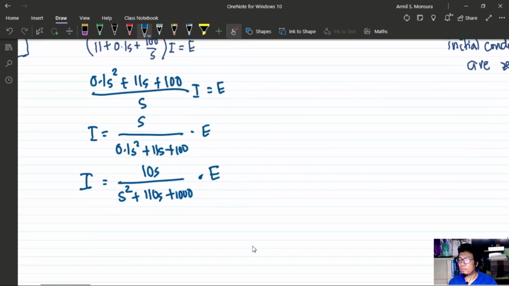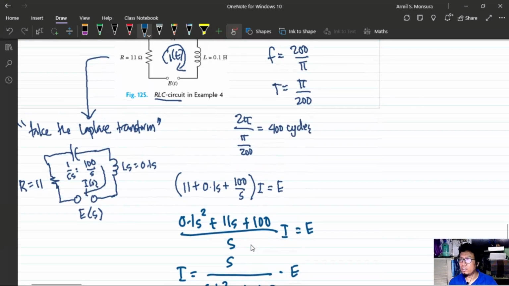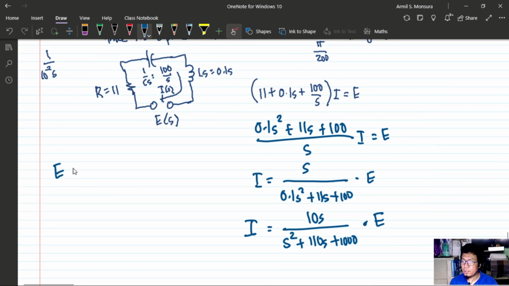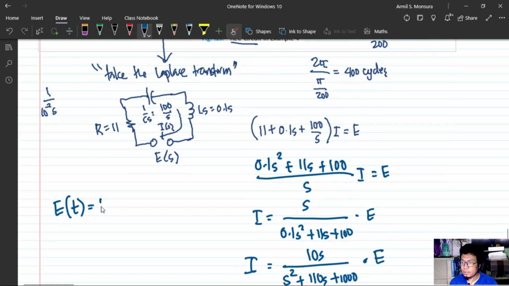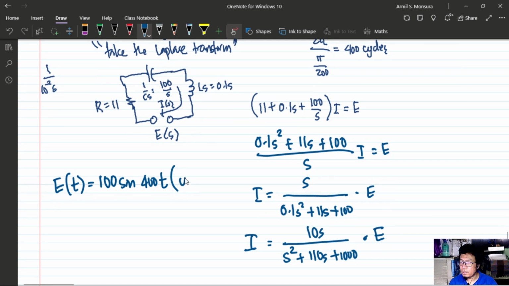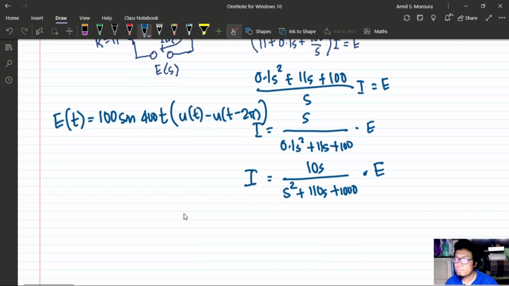Now, E again, as we recall, is this one. So this is E of t equals 100 sine 400t multiplied to u of t minus u of t minus 2 pi. So that is your E of t. And then we take the Laplace transform of that, so we make it E of s.